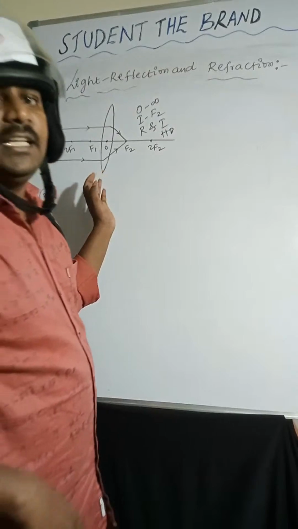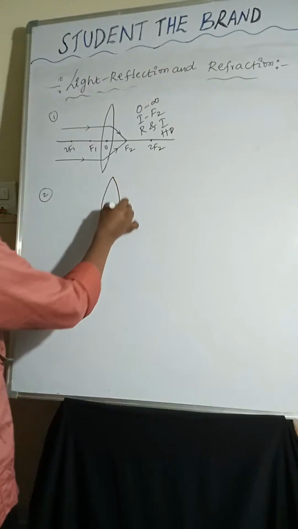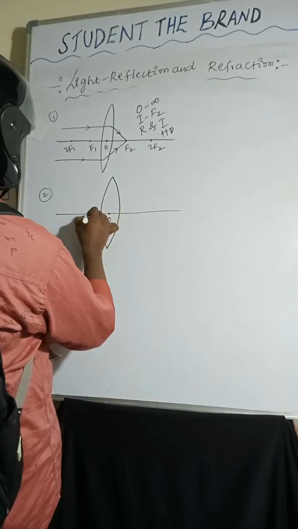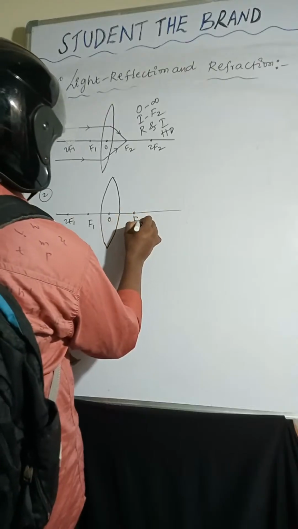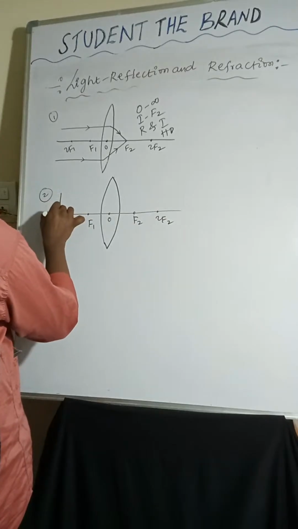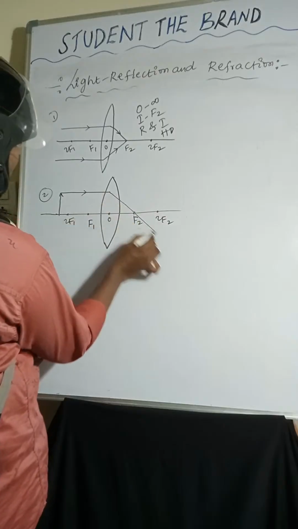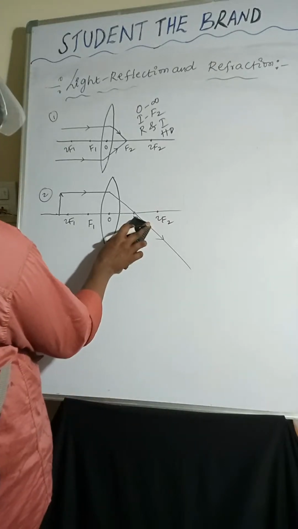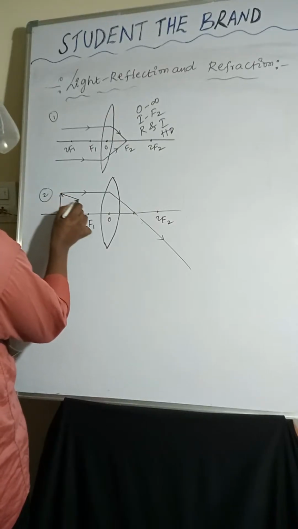Second one is object is placed beyond 2F1. So here I am taking optic center, F1, 2F1, F2, 2F2. So object is placed beyond 2F1. One light ray I am taking like this. It passes through focus. Another light ray is passing through optic center.